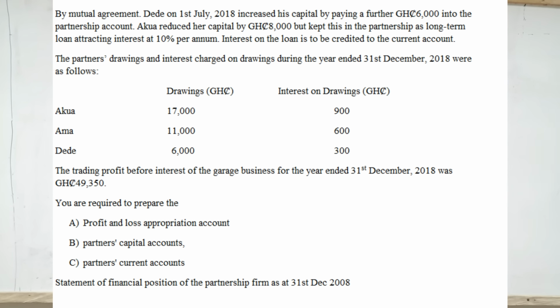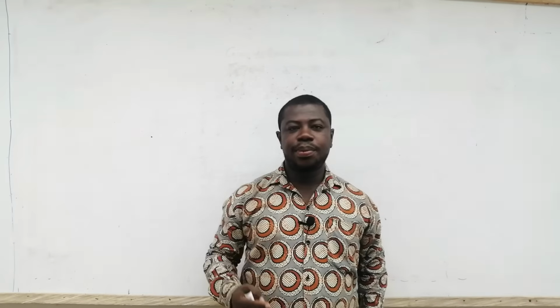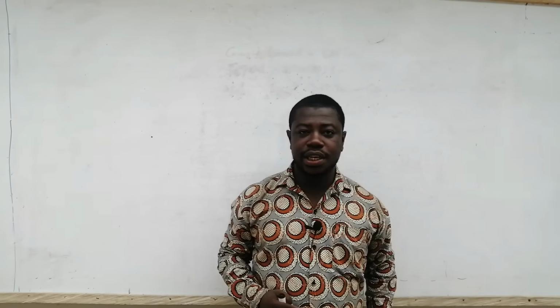You are required to prepare: A. Profit and loss appropriation account, B. Partners' capital accounts, C. Partners' current accounts, and then D. The statement of financial position of the partnership firm as at 31st December 2018. Okay, so we'll look at the question. This is a very simple question. We are supposed to prepare the profit and loss appropriation account, partners' capital accounts, and then the current accounts as well.